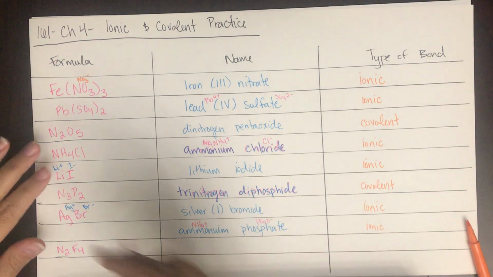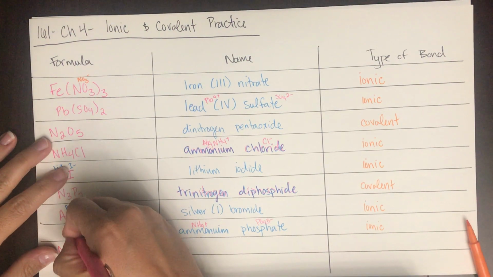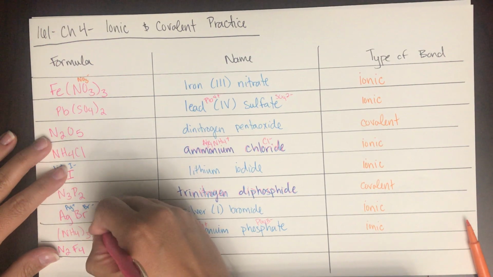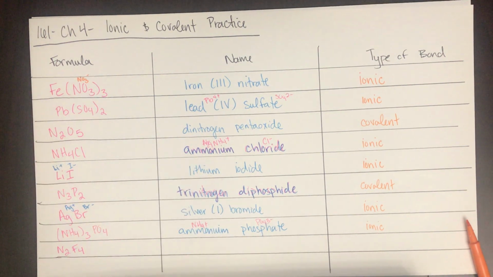So the way that I would write this is NH4 with parentheses 3 PO4, and you don't put the charge. (NH4)3PO4.